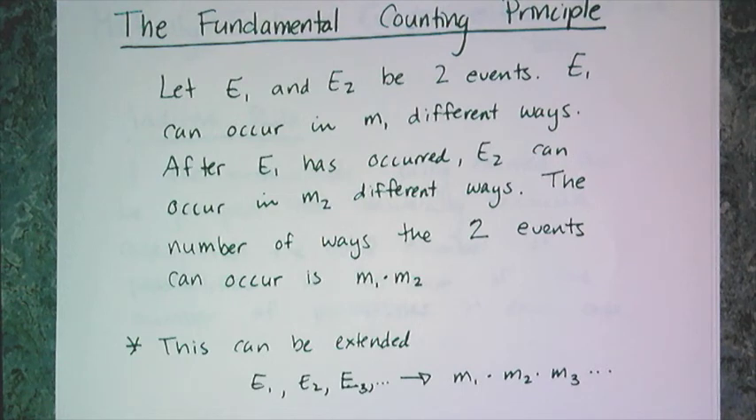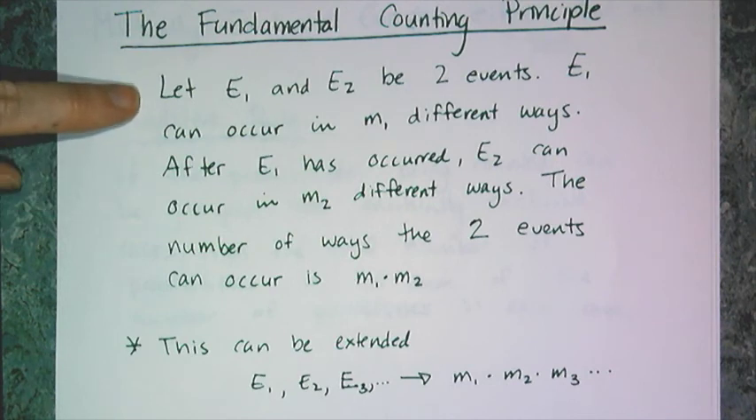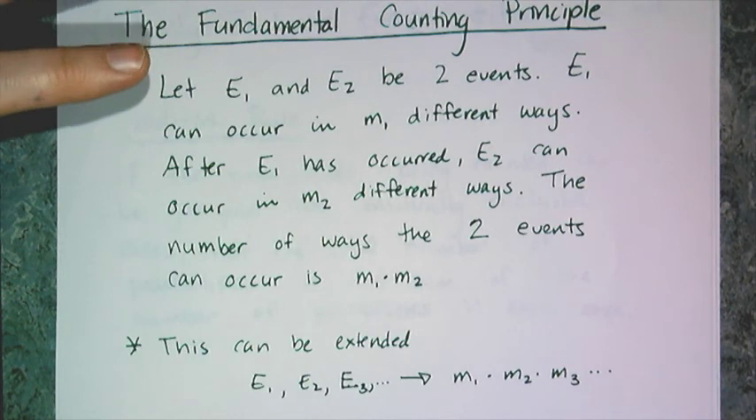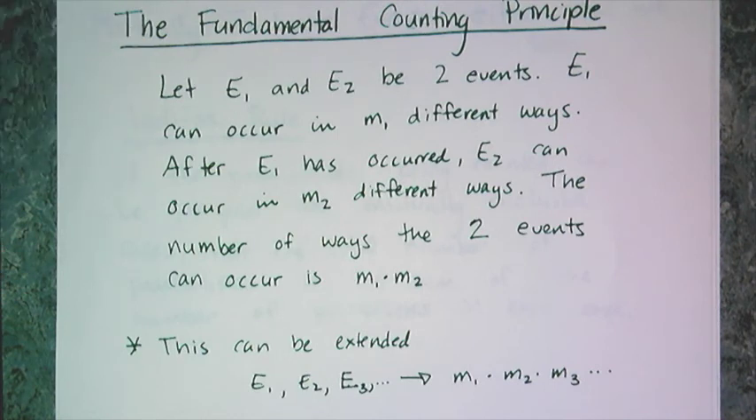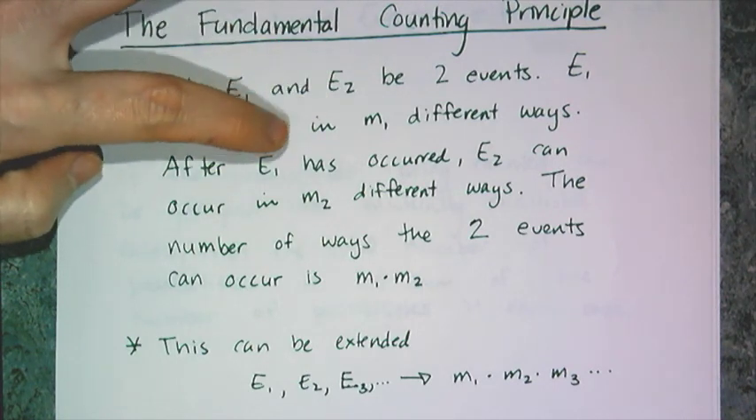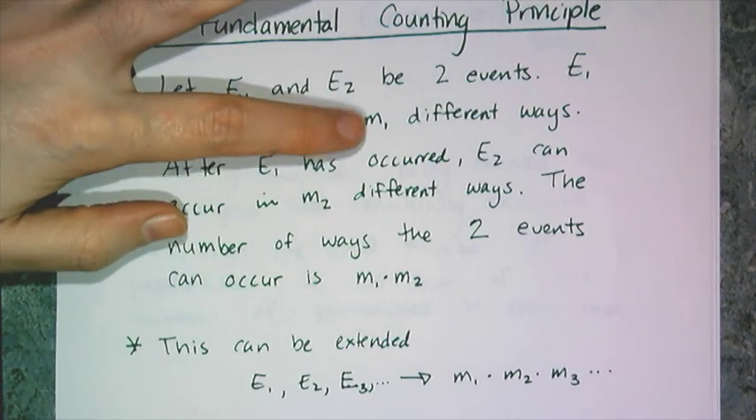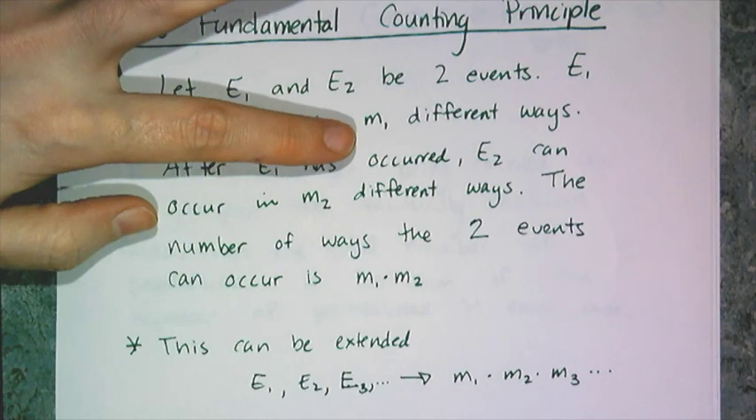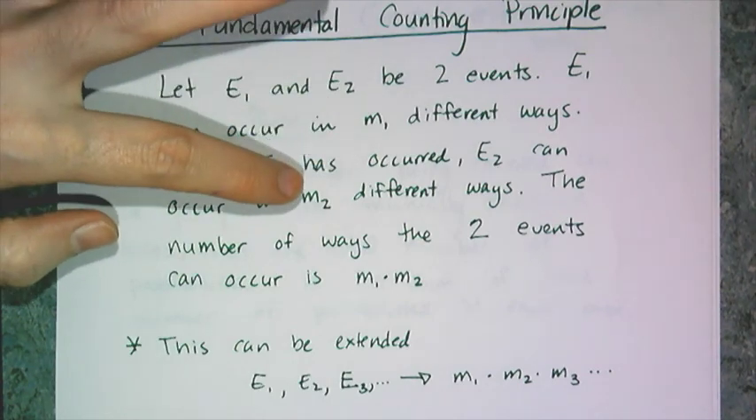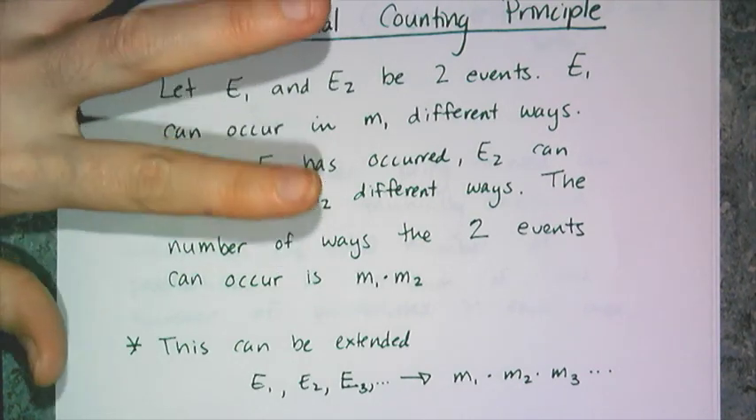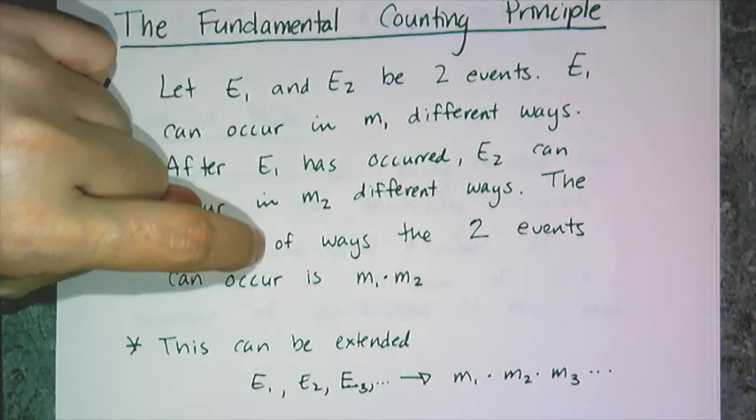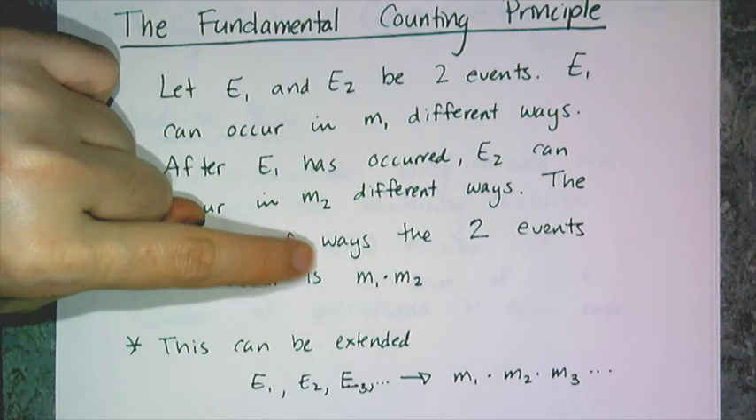You already know the fundamental counting principle, but here's the fancy schmancy way of saying it. It says let E1 and E2 be two events, and an event can be like drawing a card from a deck or rolling a number cube. And we're going to say that E1 can occur M1 ways, and then after E1 has occurred, E2, which is a separate event, can occur M2 different ways. And if I want to know the total number of ways both events can occur, all I have to do is multiply the two number of ways they can each happen.